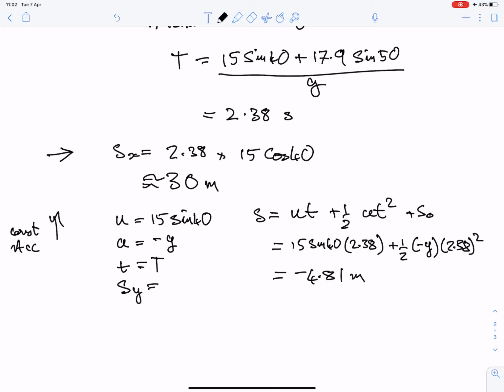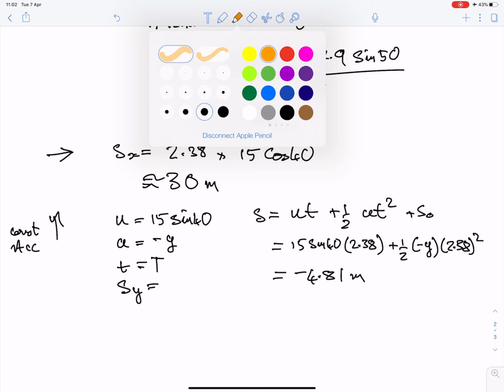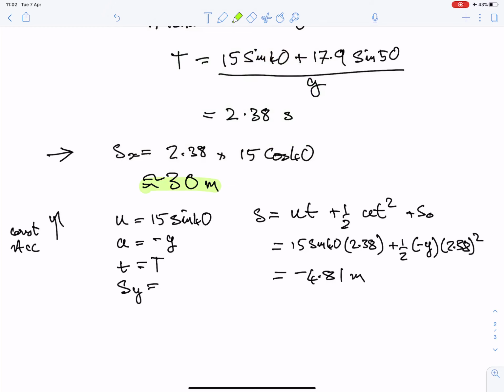Okay, so we've now got the horizontal position here and the vertical position here, and the 30 just needs checking on a calculator. Hope that's clear and been a useful little bit of practice on those things.